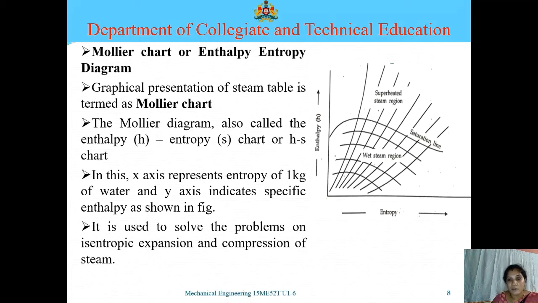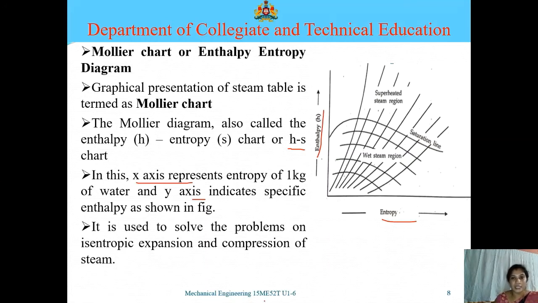So what we have done, we have plotted the values of the various properties. The Mollier chart is also called as enthalpy entropy diagram because the enthalpy will be in the y-axis and entropy will be in the x-axis. So it's a graph which is plotted against enthalpy and entropy. Hence, it is called as enthalpy entropy diagram, or HS diagram. In the previous class itself, I told you the x-axis indicates the entropy and the y-axis indicates the enthalpy.